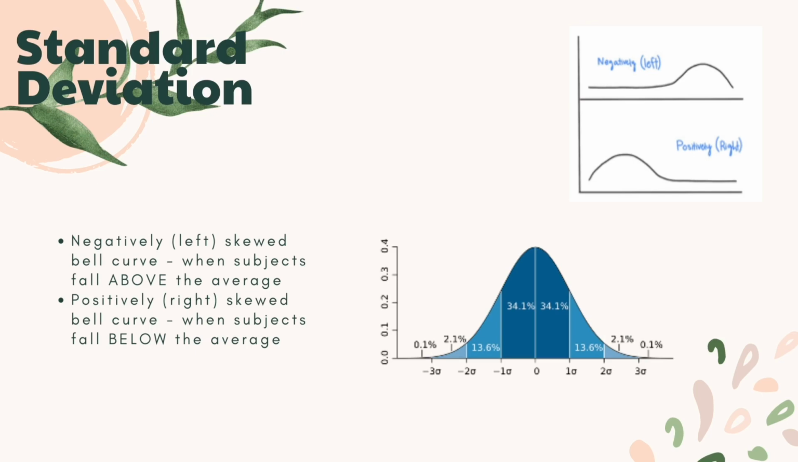So, a negatively skewed bell curve, which is towards the left, is when subjects fall above the average, while positively skewed bell curves, which is towards the right, is when subjects fall below the average. For me, I'm more of a visual individual. So I included a picture that I drew in the top right hand corner to kind of help you figure out the left, the right, because that can sometimes be confusing when you're just reading it. Sometimes you need that visual to help you get that oomph, to help you remember.